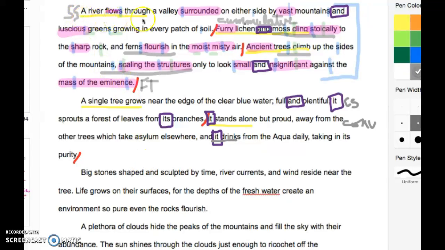The first thing I did was separate the sentences at the end, as you can see. And then it asks you to highlight the first three words, including the verb, in the sentence. And I went ahead and did: a river flows through, furry lichen and moss cling, ancient trees climb, a single tree grows, it stands alone. And really what you're doing is examining the beginning of the sentences. Is there a change? Do you repeat the same thing every time you start a sentence? And this one has some variation.